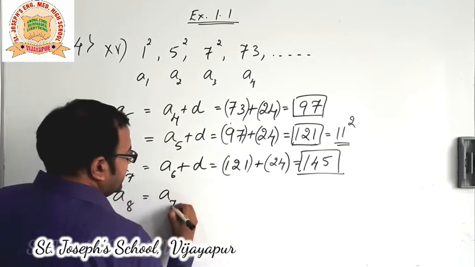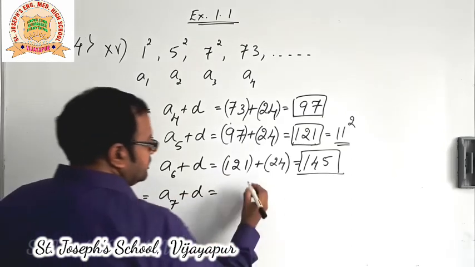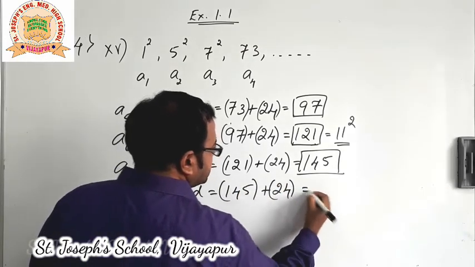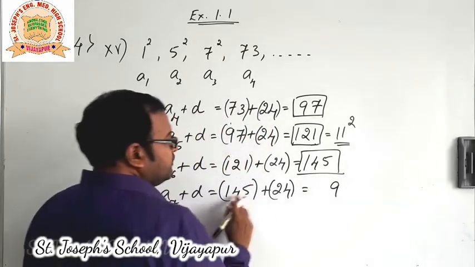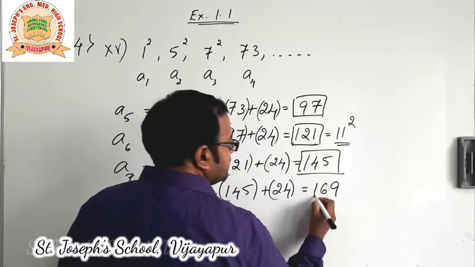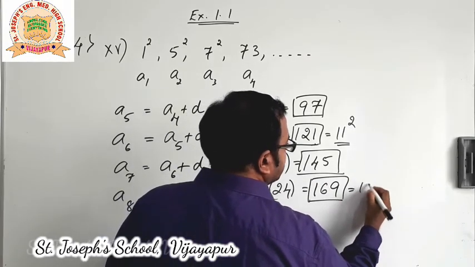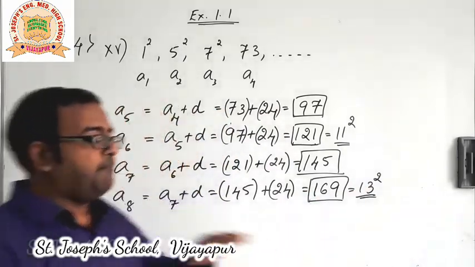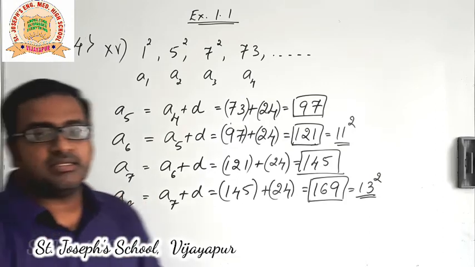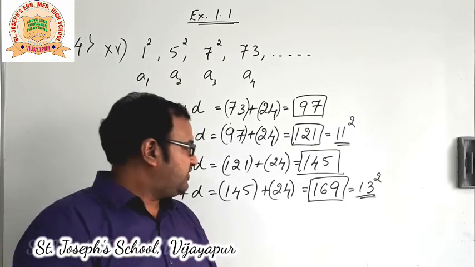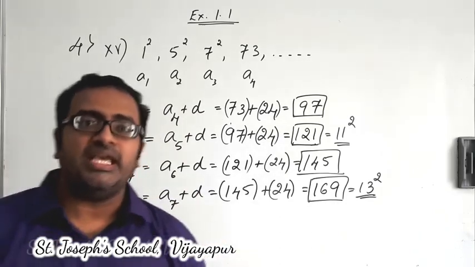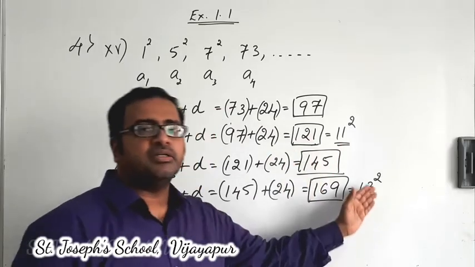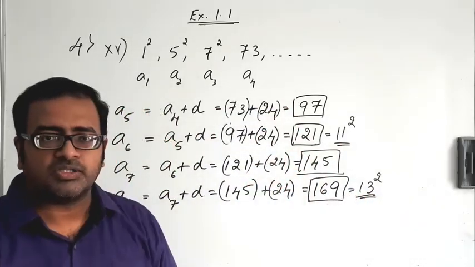A8 is equal to A7 plus D, which is 145 plus 24, which is 169, nothing but 13 square. You can either write 169 or 13 square. Both are right. So finally we can add one sentence to finish. The next 4 terms of the AP are 97, 11 square, 145, 13 square. Or you can just write the numbers in the box. Thank you.